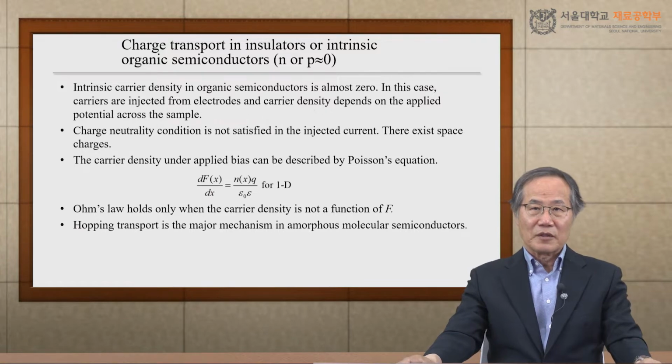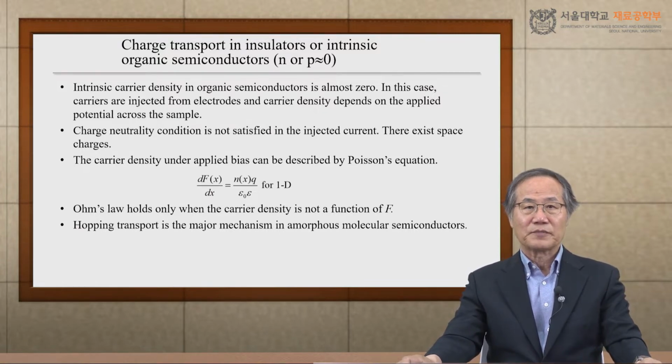But the differences are quite big in electrical properties, as I explained in this slide. As I mentioned in the first part of the last class, intrinsic carrier density in organic semiconductors is almost zero. Therefore, carriers must be injected from electrodes, and the carrier density depends on the applied potential across the sample. Because of the charge injection, the charge neutrality condition is not satisfied in organic semiconductors. There exist space charges. So injected charges behave as a space charge.